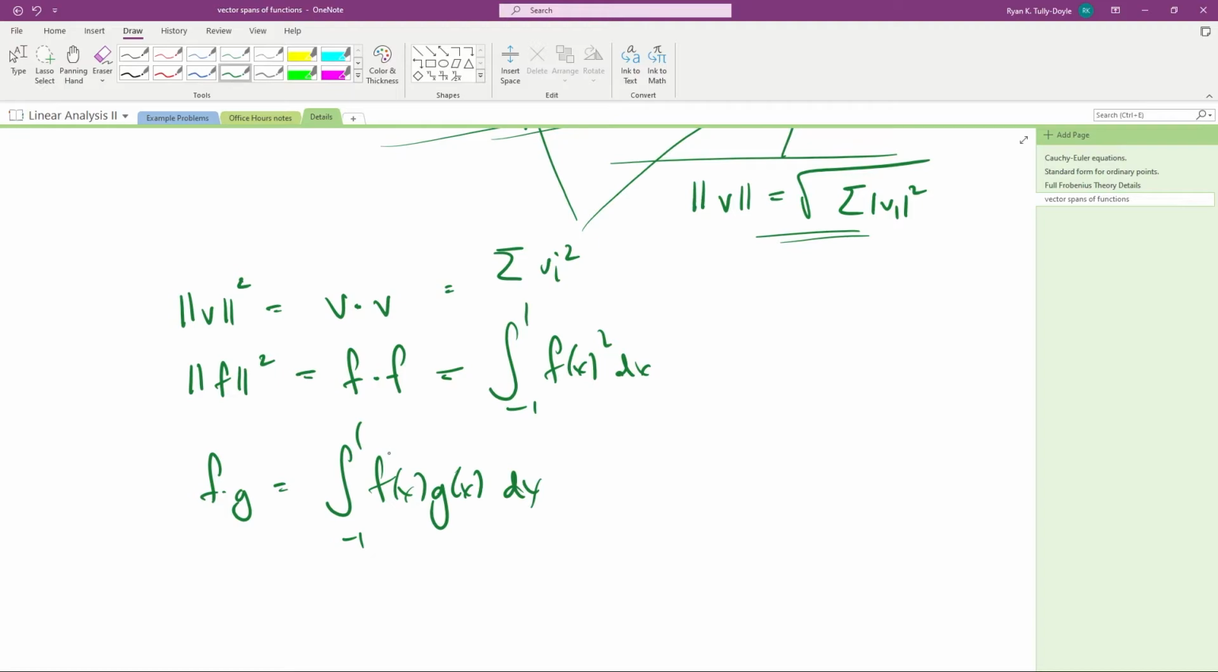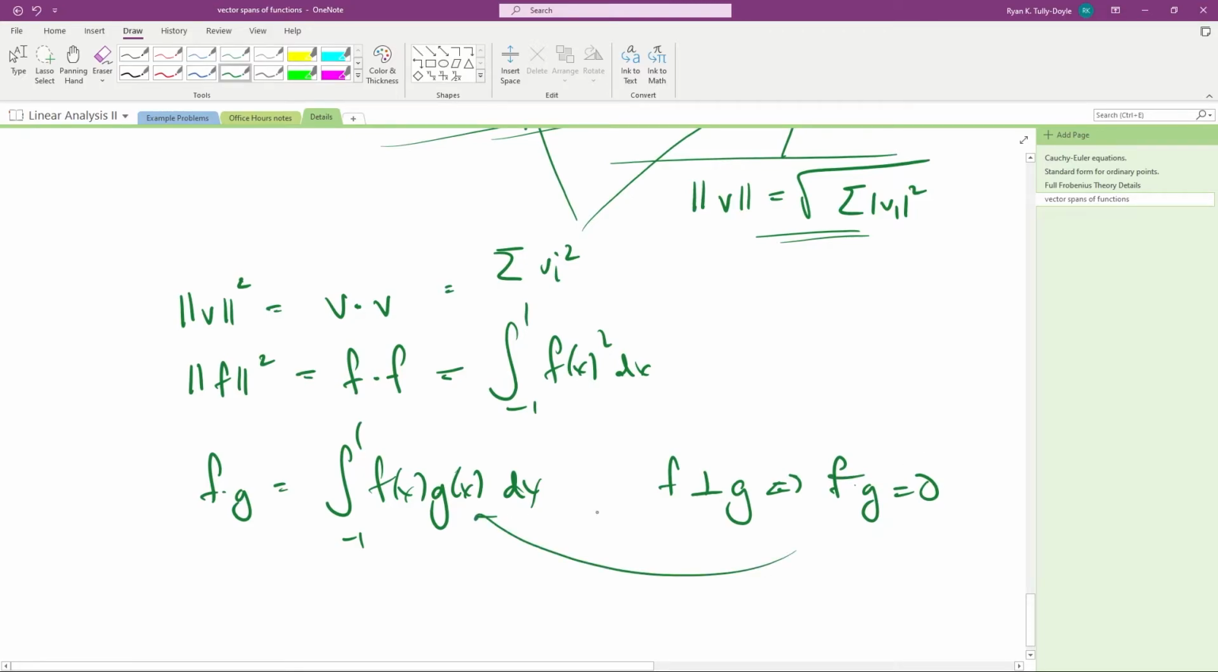And we can define what it means for f and g to be perpendicular to each other just by saying, well, f and g are perpendicular whenever it's the case that f dot g is equal to 0, but under this definition of f dot g.